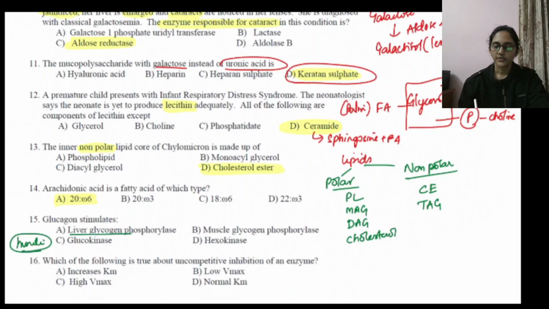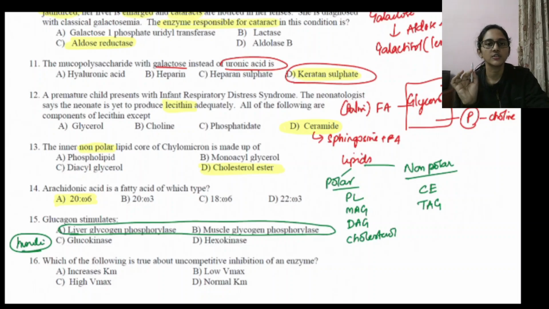So in the rest of the enzymes, liver glycogen phosphorylase, muscle glycogen phosphorylase. Glycogen phosphorylase is an enzyme of glycogenolysis. Glycogenolysis gives us glucose. So anything that gives you glucose will be stimulated by glucagon, because glucagon is a hyperglycemic hormone. But liver and muscle, what do you choose? Which glycogen phosphorylase gives you blood glucose? That will only be stimulated by glucagon, is it not? That's only logic, right?